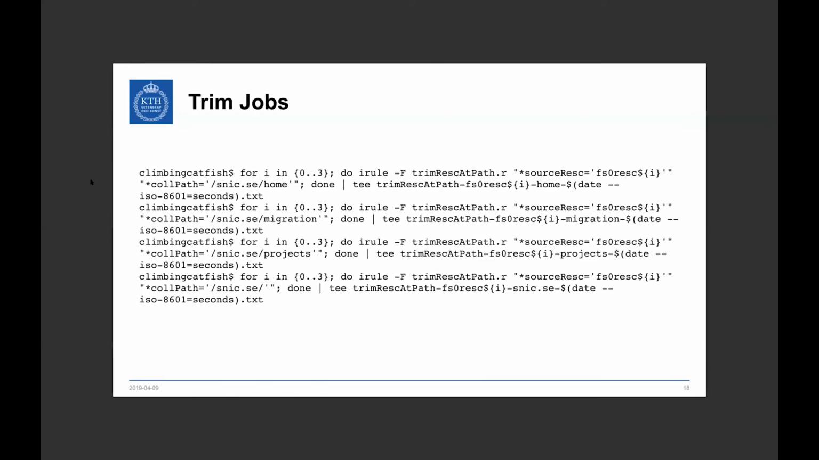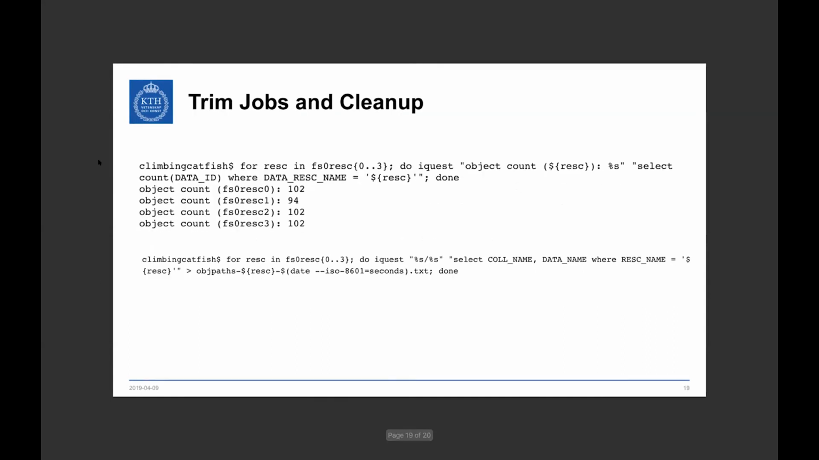And the very last part was the so-called trim jobs with the previously shown rule. I just ran a lot of those queued up and hoped for the best. And there were some mysteriously failed trim jobs, not very many, but a few hundred that had to be manually checked afterwards and requeued.